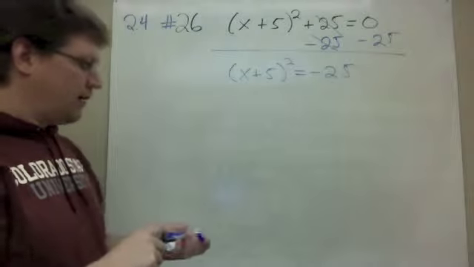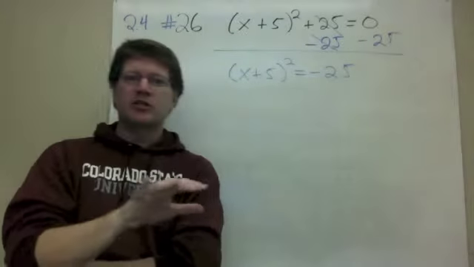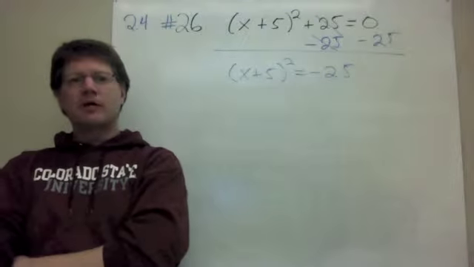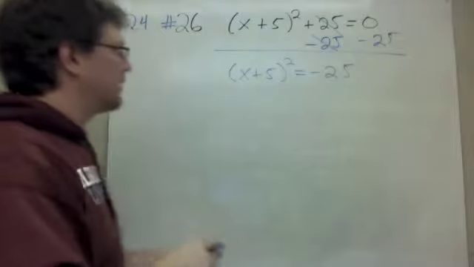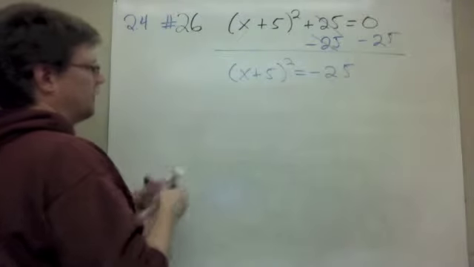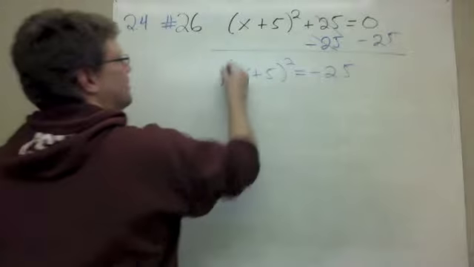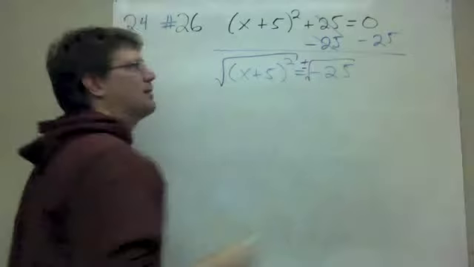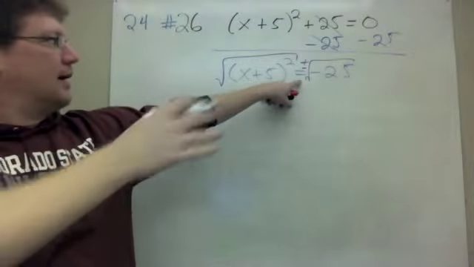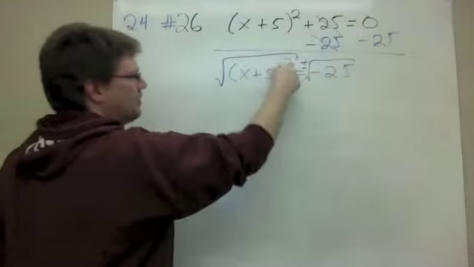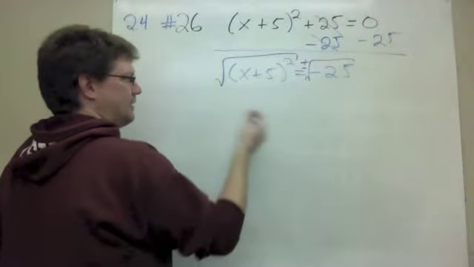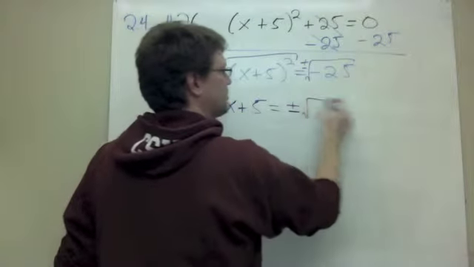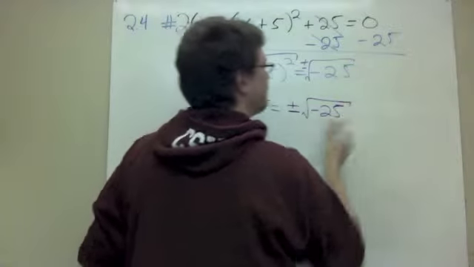Now, I want to get rid of the square by taking the square root. Now remember, with the square, to get the answer by the square root, we have to allow both the positive square root and the negative square root. So when I take the square root of both sides, I have to allow for both the positive and the negative, right? Here, the square and the square root are going to undo each other, so we're going to get x plus 5 is going to be equal to plus or minus the square root of negative 25.